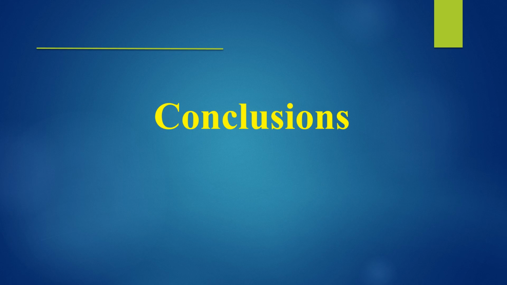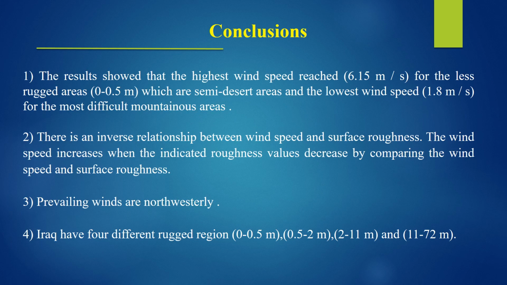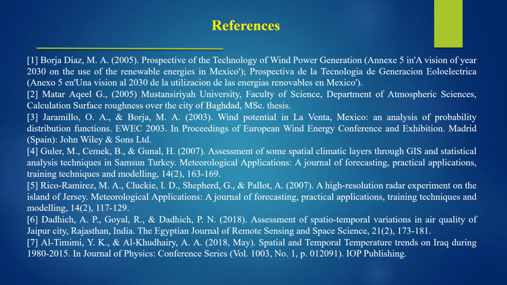Finally, in conclusion, the results showed that the highest wind speed reached 6.15 meters per second for the less rugged areas, with surface roughness 0 to 0.5 meter, which are semi-desert areas, and the lowest wind speed was 1.8 meters per second for the most rugged mountain areas.